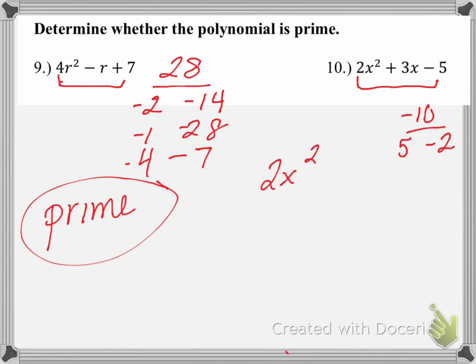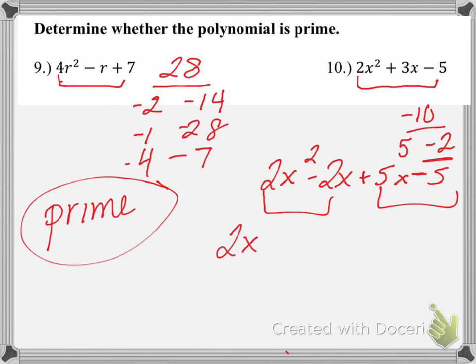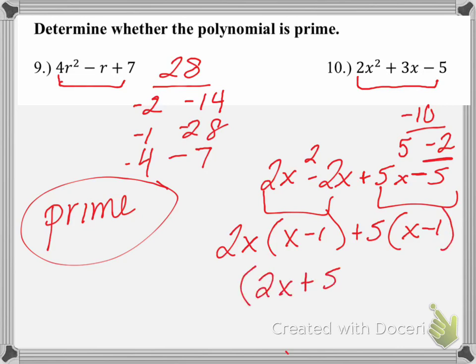So 2x squared. I'm going to pair the negative 2 with that 2x squared because I know that'll factor well. Plus 5x minus 5. So I'll group the first two and last. Factor out 2x from that first group, leaving me with x minus 1. Factor out a 5 in the last, that leaves me with x minus 1. And so my final answer is 2x plus 5 and x minus 1.